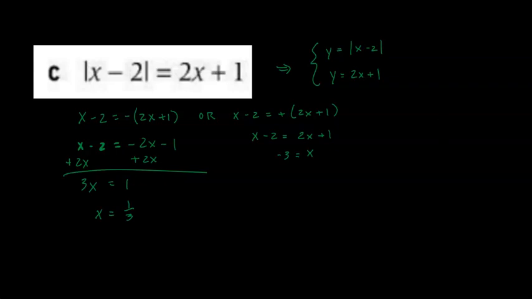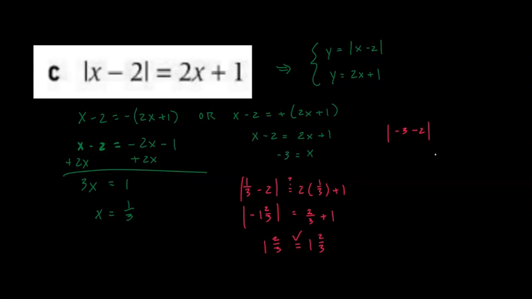Okay, so let's put this in. We have 1/3 minus 2 equals 2 times 1/3 plus 1. Does it work? We have negative, what is that? 1 2/3. Negative 1 2/3. And this is going to give you 2/3 plus 1, which is 1 2/3. It checks out.